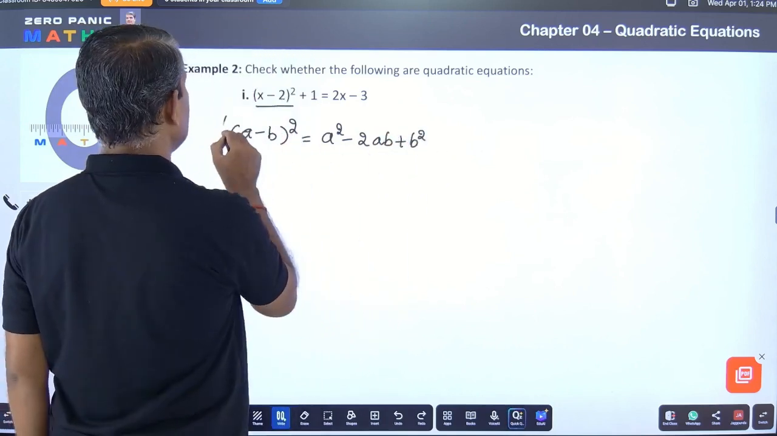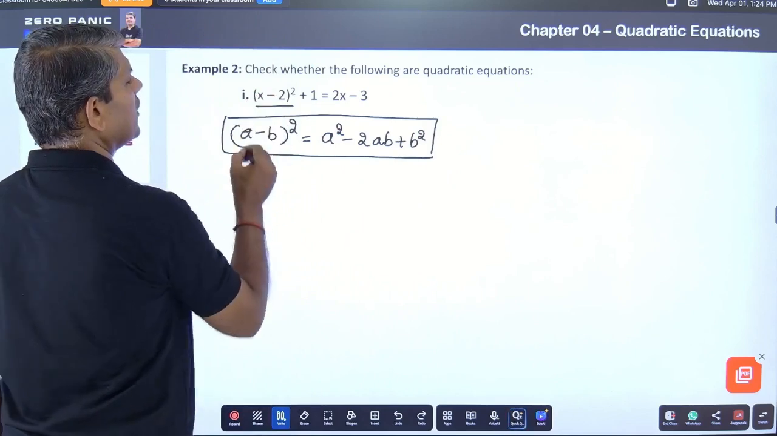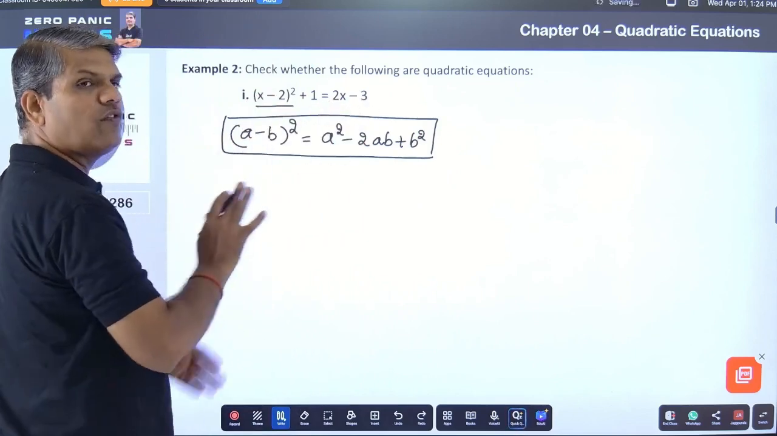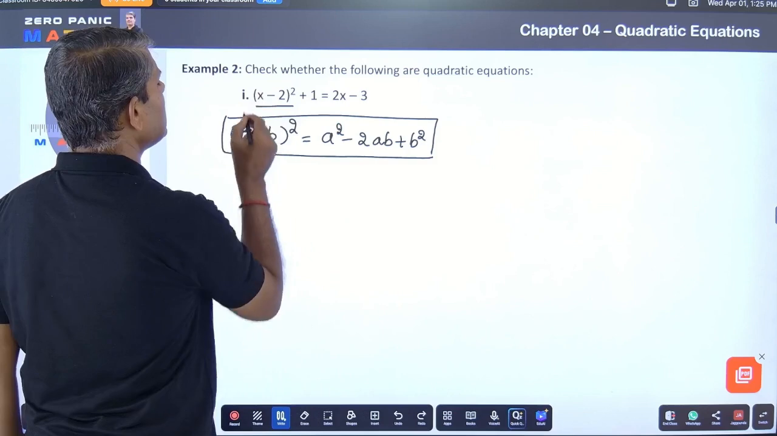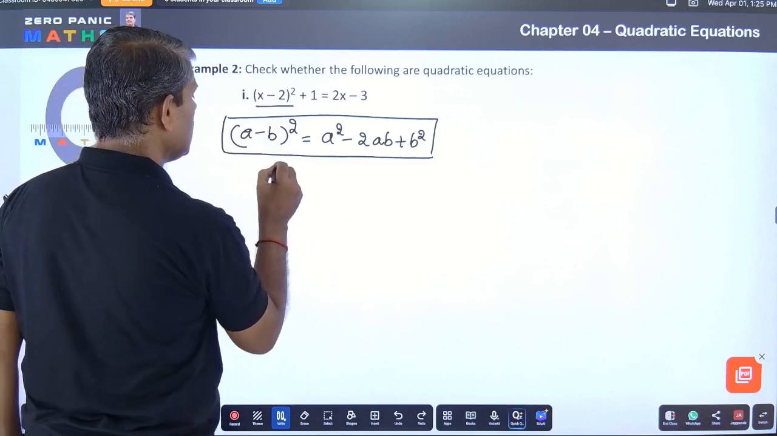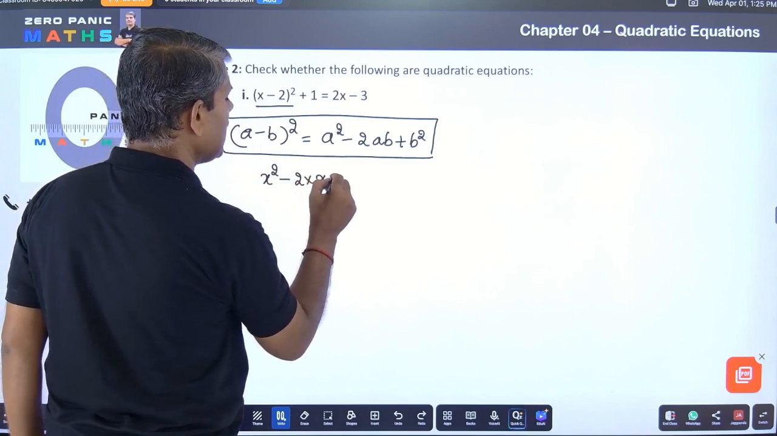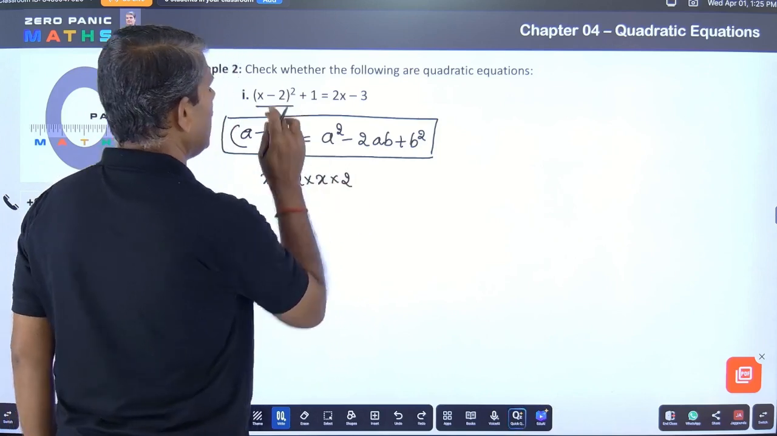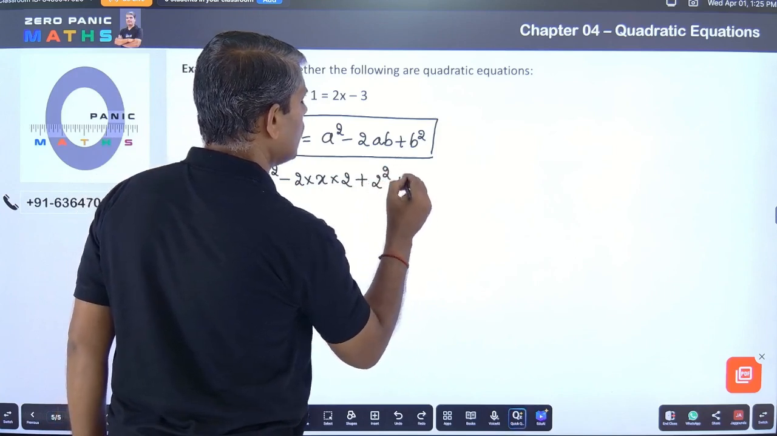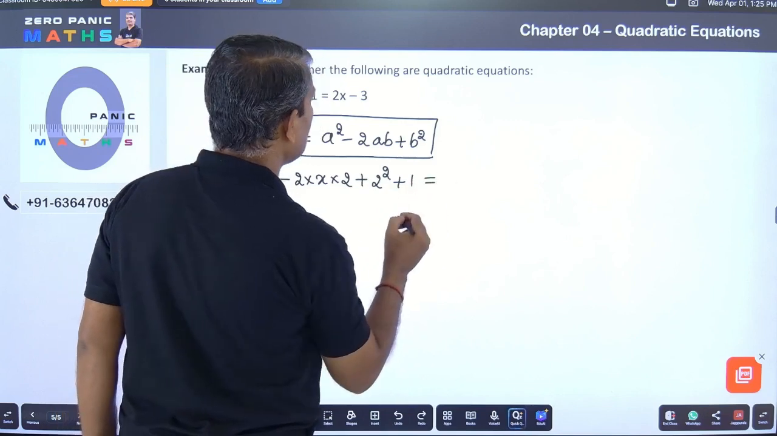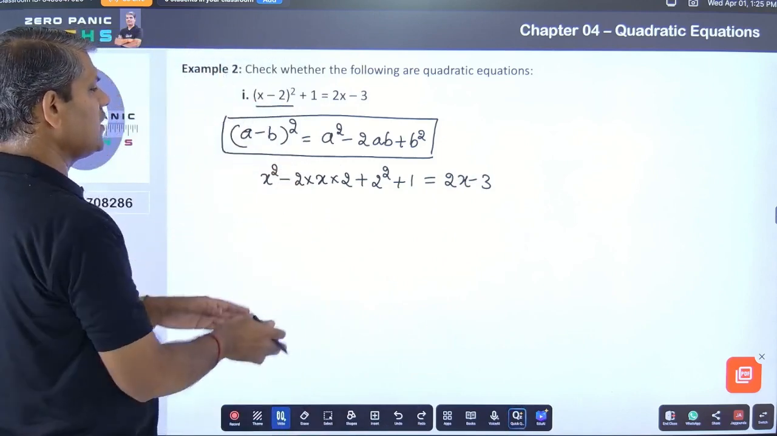Okay, let me write this here. We are going to use this formula to resolve this part, and plus 1 we are going to keep as it is, and finally we are resolving the equation. Now in place of a it is x square, right? So a square, minus 2ab, where a is x and b is 2, right? According to this, plus b square, that is 2 square, plus 1 is equal to 2x minus 3. Okay, let us resolve this again.